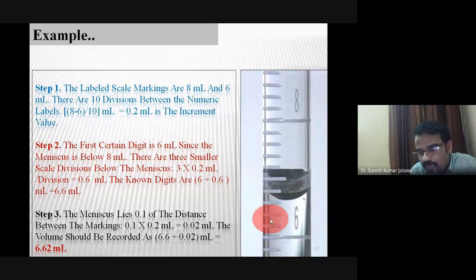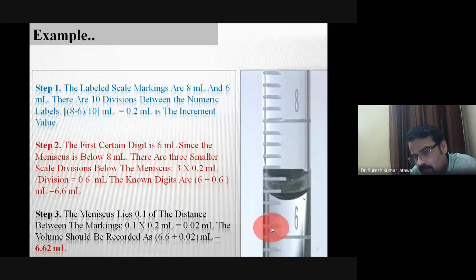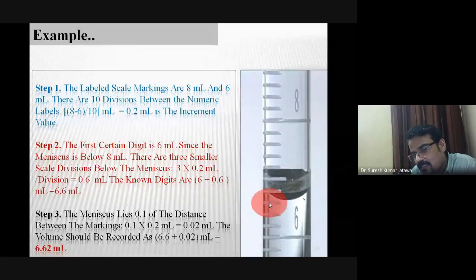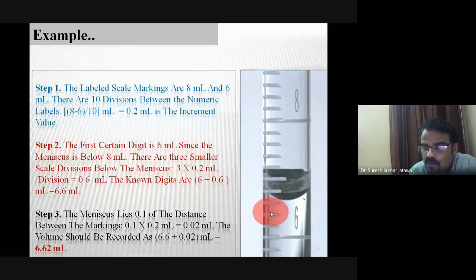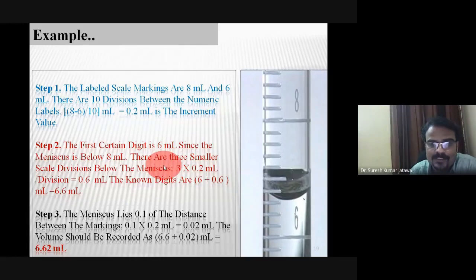So we can count from here to here the small divisions, that is 1, 2 and 3. You can see here it is the meniscus level. So it says that there are 3 subdivisions, smallest divisions. So 3 into 0.2, because each division is of 0.2 ml, it becomes 0.6 ml. So up to here it is 6 ml, and from this to this, how much? It is 0.6. So 6 plus 0.6, the volume is 6.6 ml.